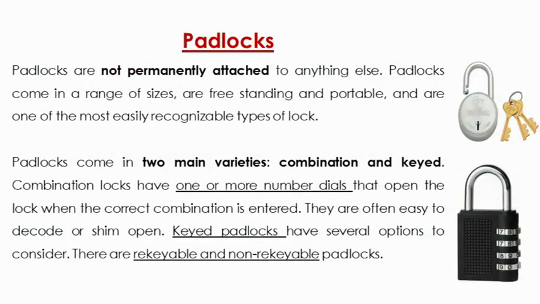So let's see types of locks. First are padlocks. These are mostly available with us. They cannot be attached permanently to anything. You can remove them and keep them aside. You can put them into the latch when you are going to lock them. There are two types of these: combination, which is a number lock, and keypad. A combination lock has one or more numbers to dial, and keypad locks are of different types, like rekeyable and non-rekeyable. So these are padlocks.